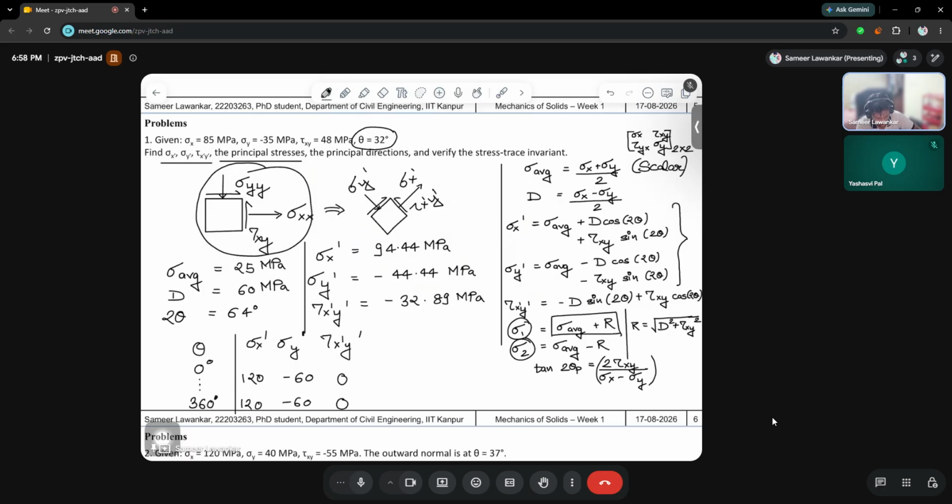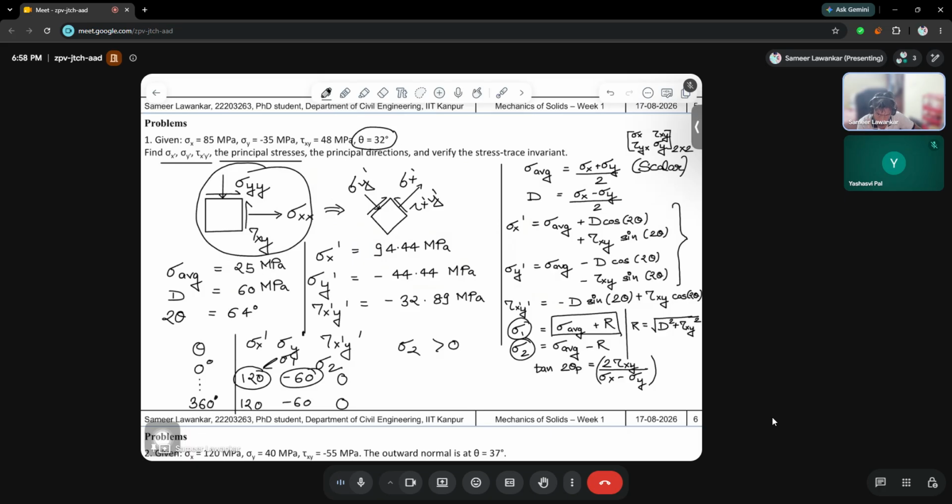Okay, so when you actually get it, we say that the maximum value which you get for sigma is basically your sigma 1, and the minimum value which you get is basically sigma 2. This is the meaning of sigma 1 and sigma 2. So sigma 2 can be positive also.